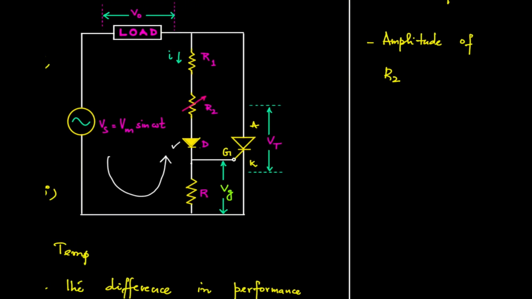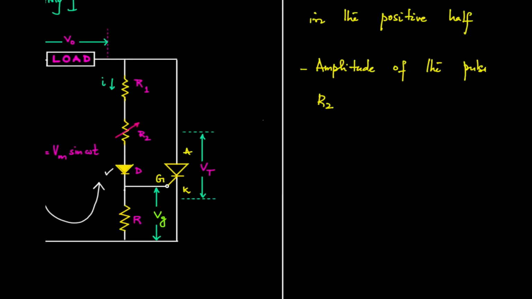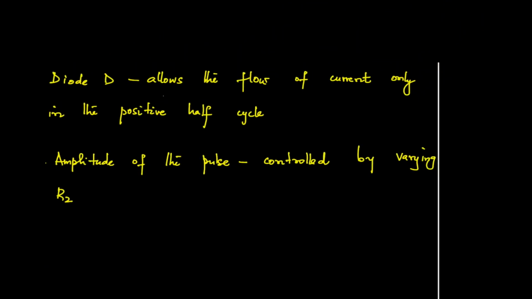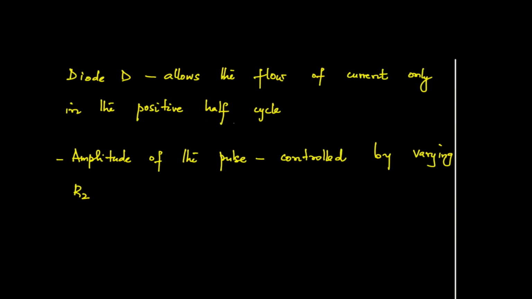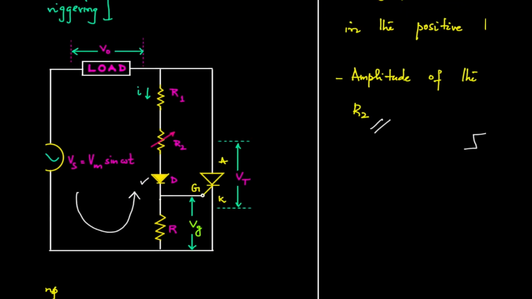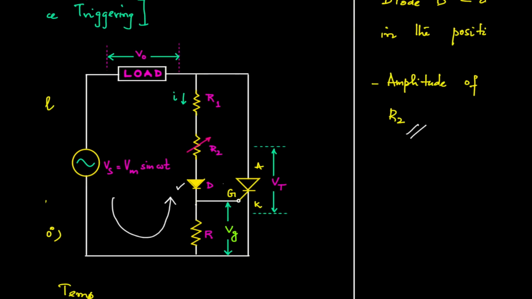Now, by adjusting the value of resistance R2, as mentioned here, diode D allows the flow of current only in the positive half cycle. The negative half cycle prevents the flow. The amplitude of the pulse, meaning the gate pulse that we give, is controlled by varying R2. We know that because by varying R2, the current is made larger or smaller. This is how the basic circuit is designed. Now, how this varies when you vary the firing angle will be explained in the next video.